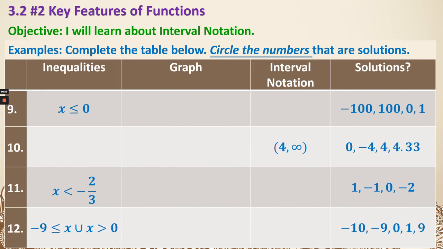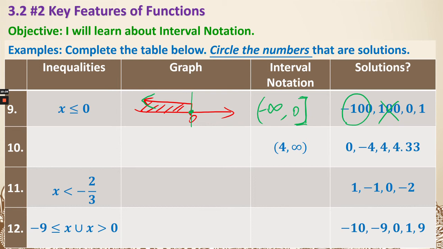Number 9. Graph x less than or equal to 0, pointing to the left, shading everything. And to write my interval notation, start from an arrow, so negative infinity, stops at 0. 0 is a solid point, so it's going to be a square bracket, but negative infinity is parentheses. Negative 100 works, 100 doesn't. 0 is a solid point right here, or square bracket in the interval notation, so 0 is included. 1 is not a solution.